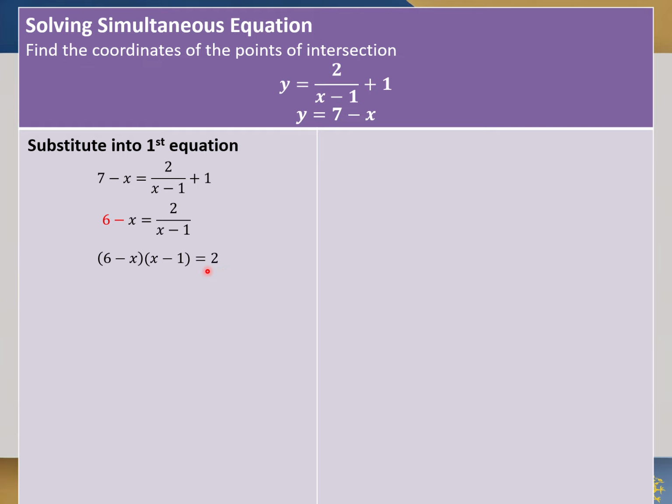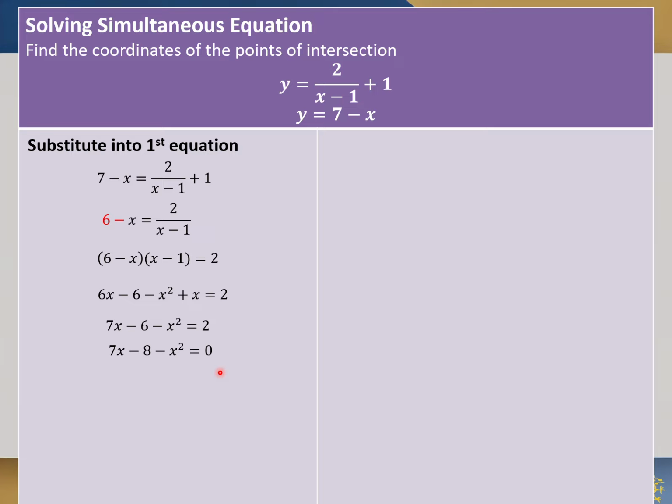I'm going to expand this, so 6 times x is 6x. 6 times negative 1 is negative 6. Negative x times x is negative x squared, and negative x times negative 1 is positive x. We can simplify this by grouping the like terms together. We've got our x's, so it becomes 7x. I want it to equal 0, so I will take away 2. So I get 7x take away 8 take away x squared is equal to 0.